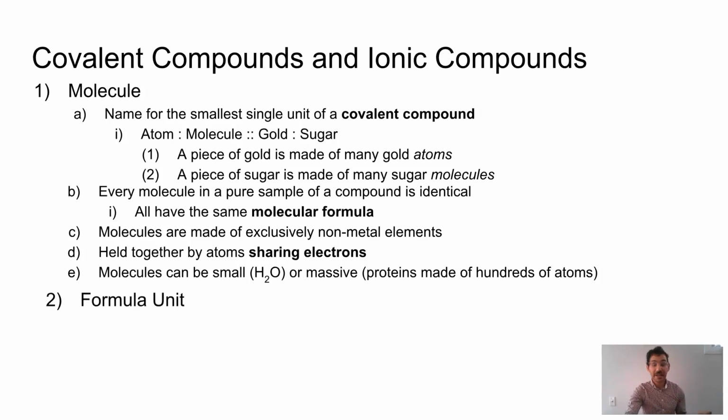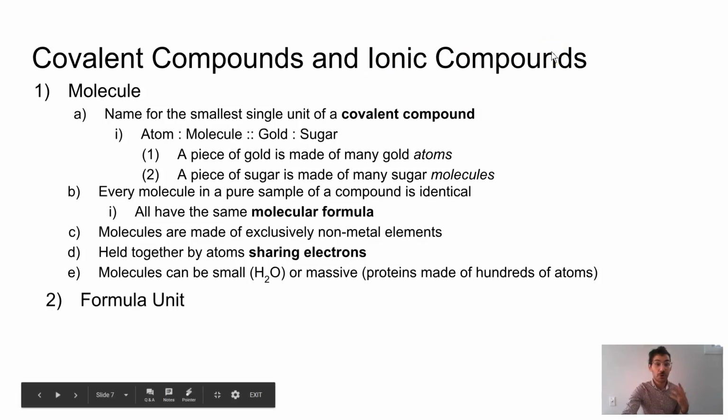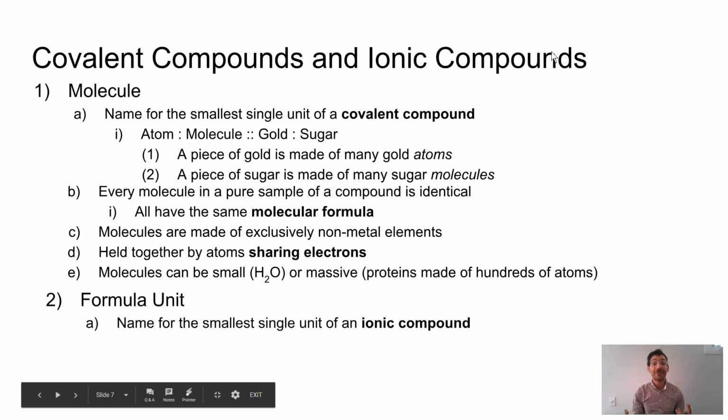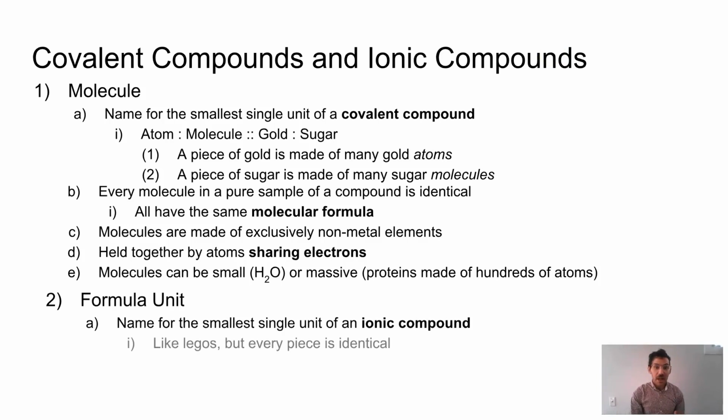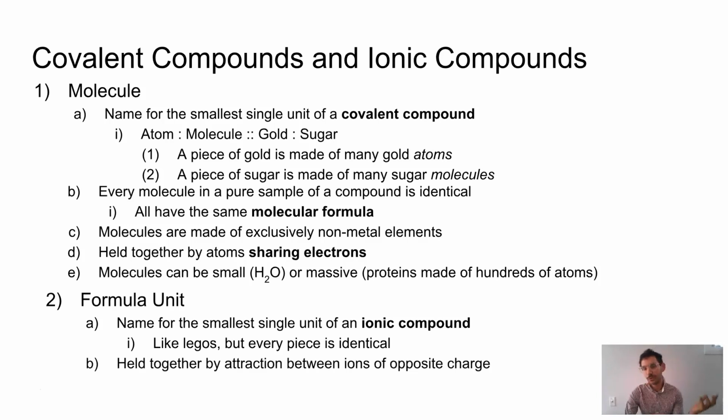On the other hand, if we're talking about ionic compounds, we have the formula unit. That is the name for the smallest unit of an ionic compound. These are kind of like Legos. That's the way I imagine it, but every piece is identical. Imagine you've just got a gajillion little 2x2 Lego bricks, and they're all black or blue or whatever your favorite color is. We stack those up to make an ionic compound. So if you have a piece of salt, it's like a gajillion little salt Legos constructed together to make a nice little grain of salt.